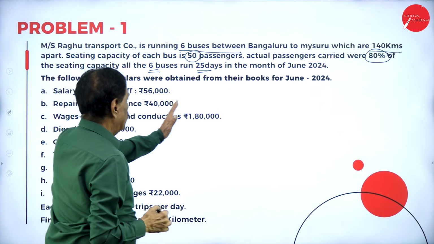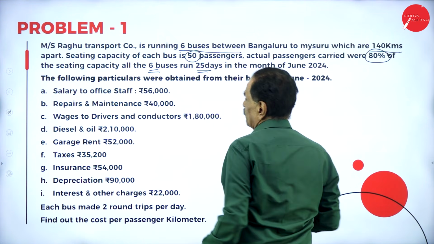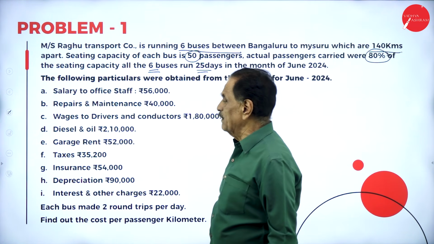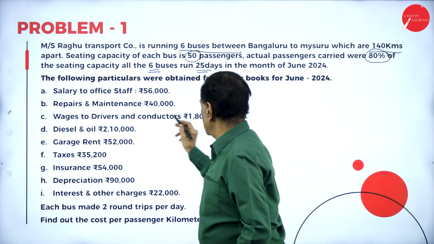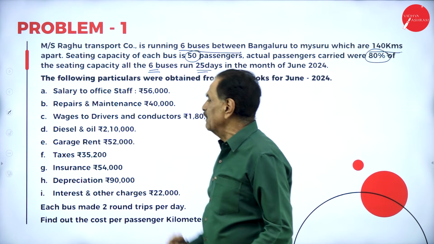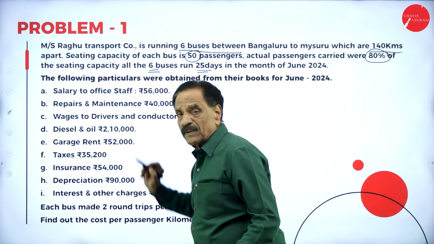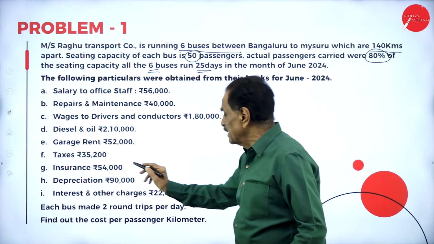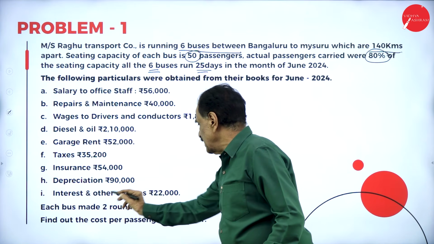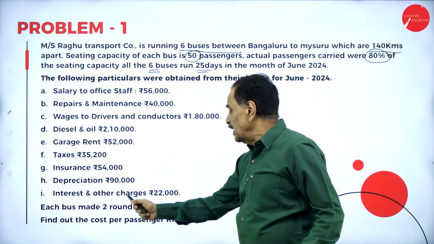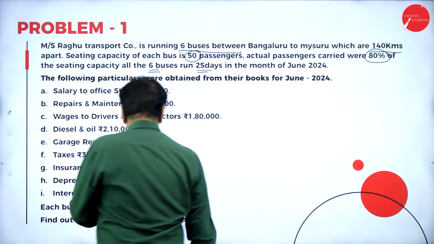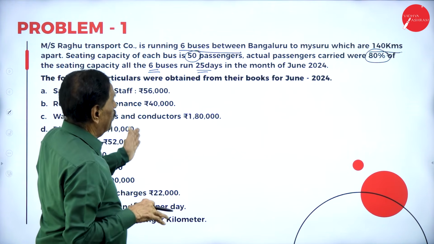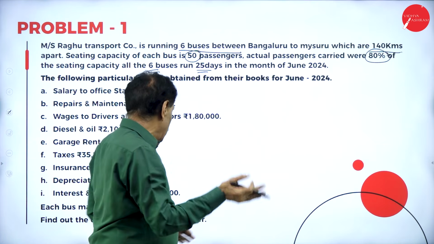The following particulars are obtained from the books of June. Salary fixed, repairs and maintenance variable, wages to drivers and conductors fixed, diesel variable, garage rent fixed, taxes fixed, insurance fixed, depreciation variable, interest and other charges variable. Each bus made 2 round trips per day.